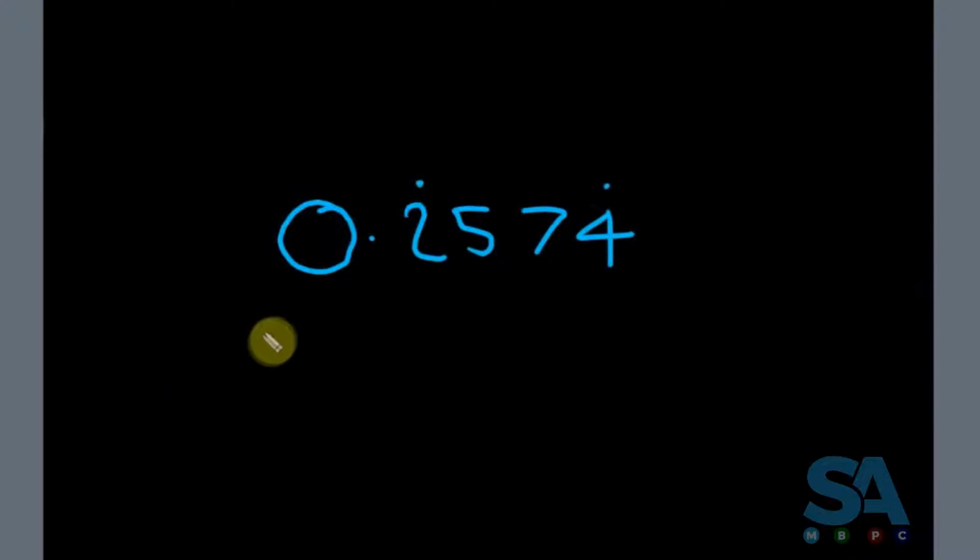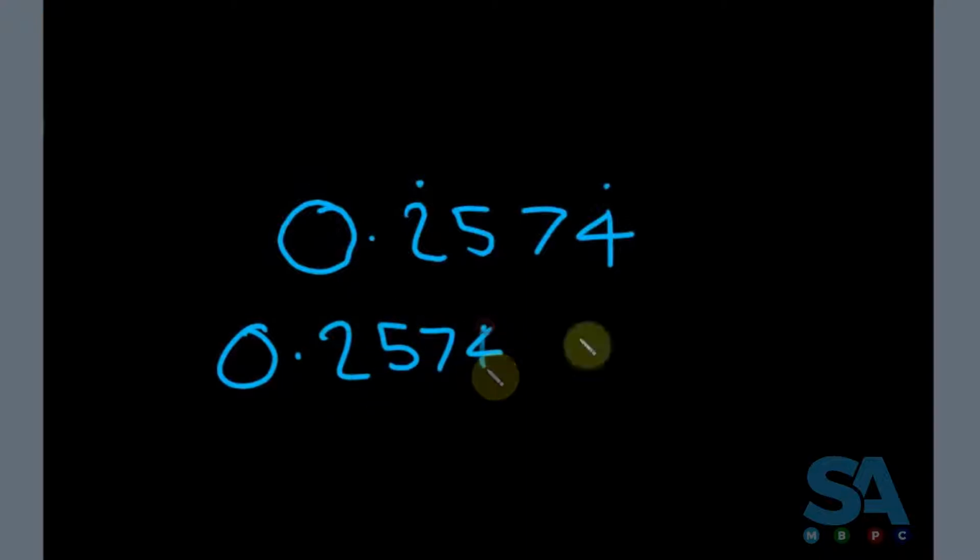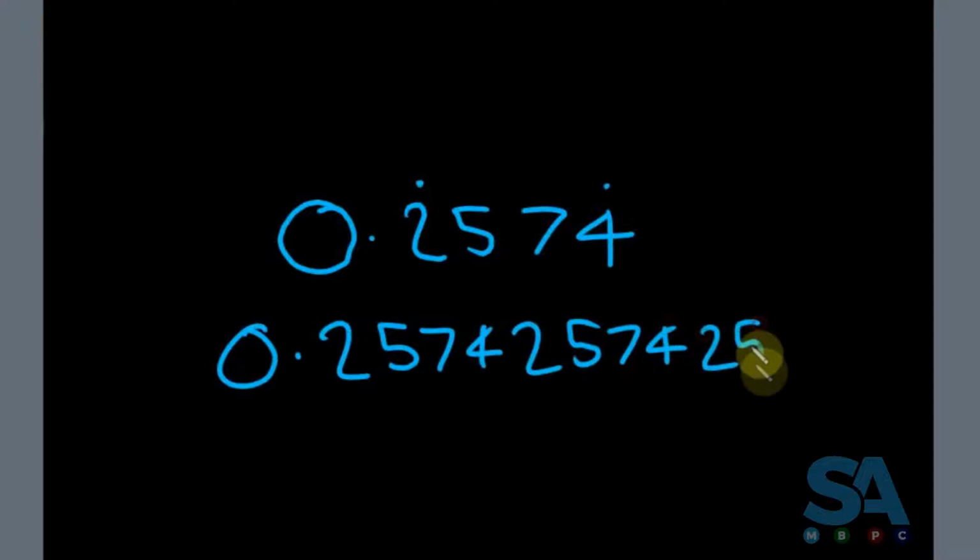So it's the same as saying 0.2574, 2574, 25, and then it goes on forever and ever and ever. The way you can tell if the equivalent decimal of a fraction will have recurring decimals is if the denominator, when the fraction is in its simplest form, doesn't have prime factors of only 2 or 5.